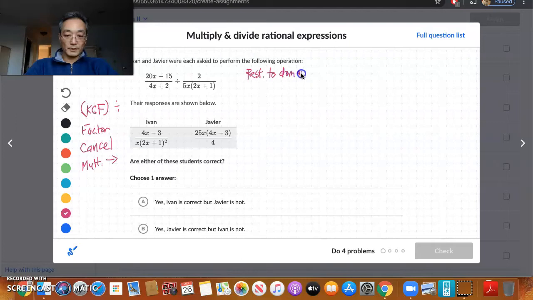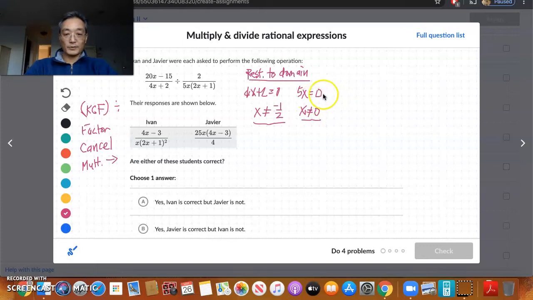Let's see what values of x we can't use here. In this case, we have this first one here, 4x plus 2. I'm going to set that equal to 0 and see what x can't be. So this is negative 2 divided by 4. Looks like x cannot be negative half. And the second one is over here. Of course, 5x is equal to 0. That's an easy one. Therefore, x cannot be 0.